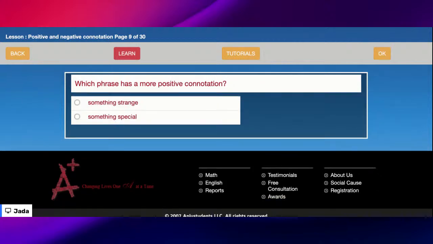Then, which phrase has a more positive connotation? Something strange or something special? Something strange or something special? More positive would be something special. Okay.